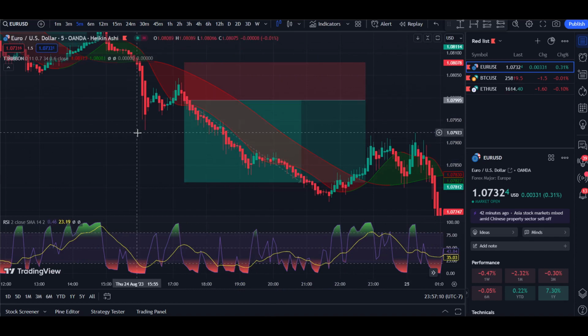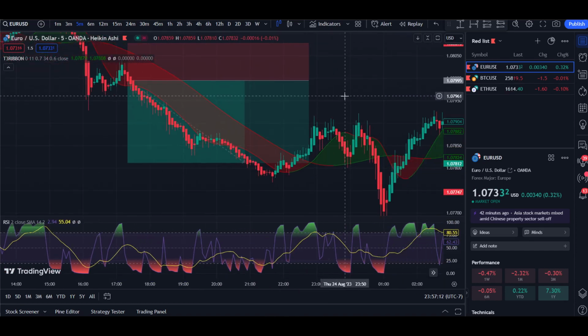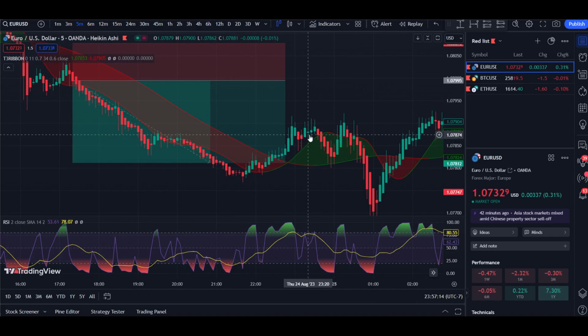Something else to look out for, if you see really long wicks on some of these candles, these are the doji candles, you want to avoid that. That indicates that there is really high turbulence in the market, and the possibility of you losing a trade is quite likely. I would just stay away from the trade.